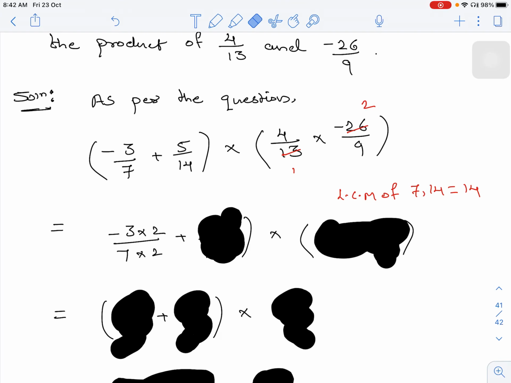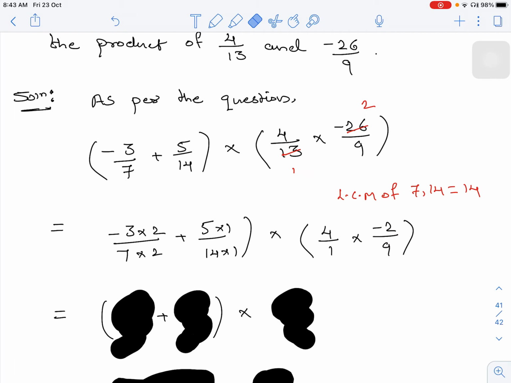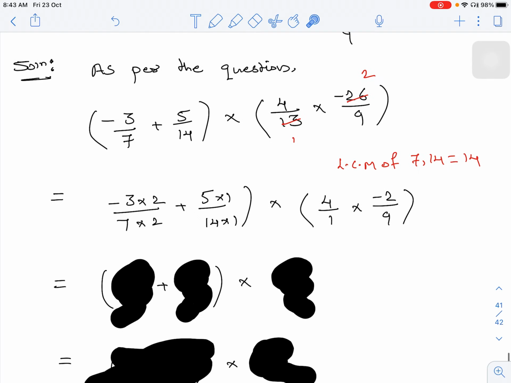Okay. So what do we get now? Minus 3 into 2 upon 7 into 2. Now here the denominator is already 14, so we'll multiply it by 1, and the numerator will also be multiplied by 1. Okay. Now in the next step, what are we getting? As I have written here, this and this can be cancelled. So we have written 4 upon 1 into minus 2 upon 9.